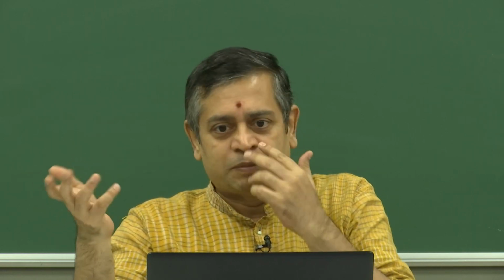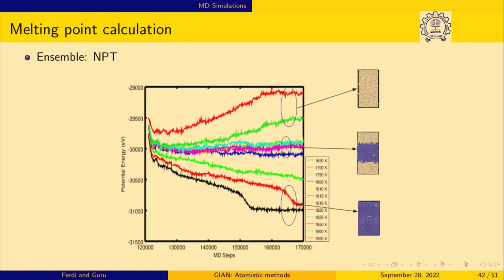How do we identify the interface? That also involves some numerical tricks, which I will teach one of the days, maybe tomorrow. Okay. So, this is the nice way of doing the melting point calculation, and you know, if you are at the top end, everything melts, and if you are at the bottom, everything solidifies. So, you have to be in the right temperature range where the potential energy remains a constant.